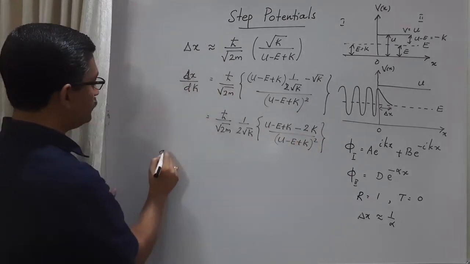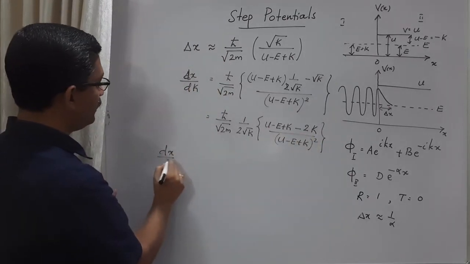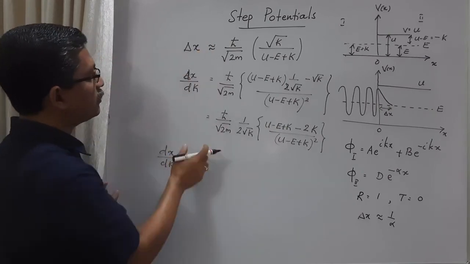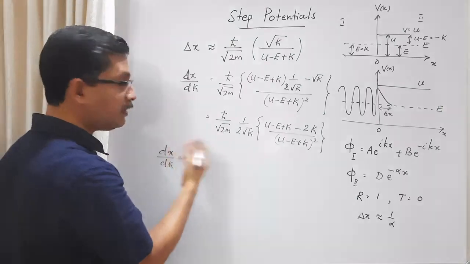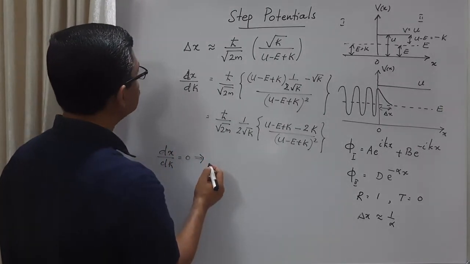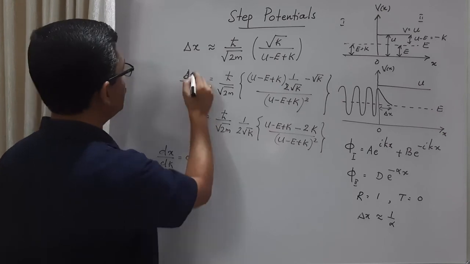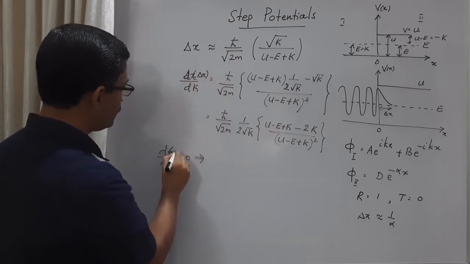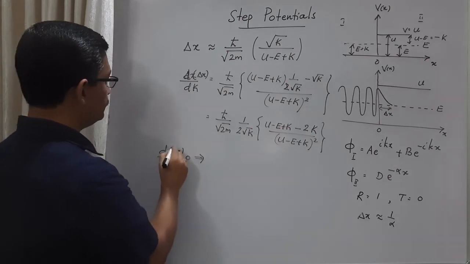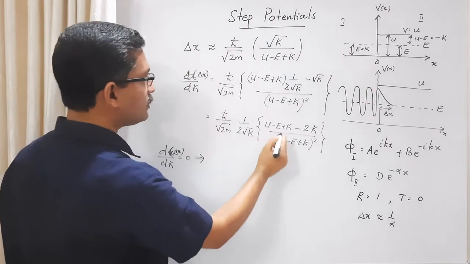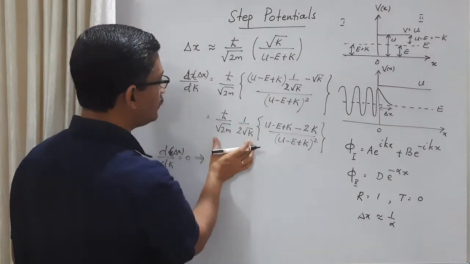Now when delta x is maximum, its derivative should go to 0. So I have to put d by dk of delta x equal to 0. So d by dk of delta x goes to 0. Then what you get? These terms.